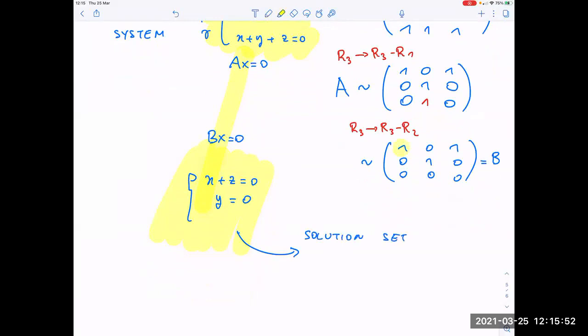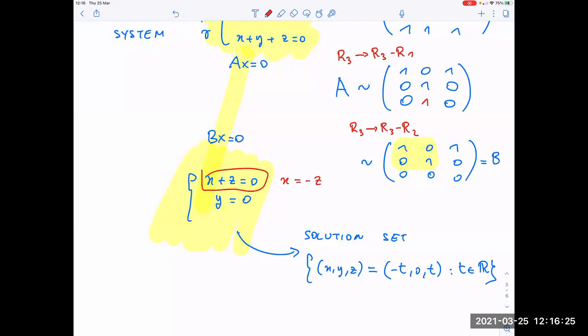Remember, we have to look for a small identity matrix. Here it is. It means I can compute X and Y using Z. So the solution set is given by the triple X, Y, Z, such that they are equal to minus T, 0, T, and T is a real number of my choice. Simply, I did here X equal minus Z. Z you call T, and then you get this shape for the solution set, okay?